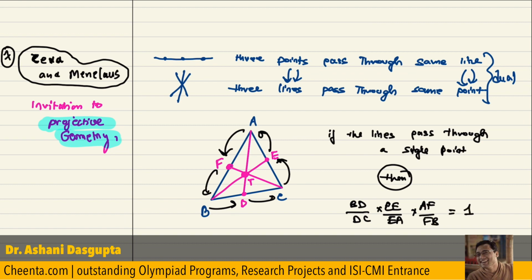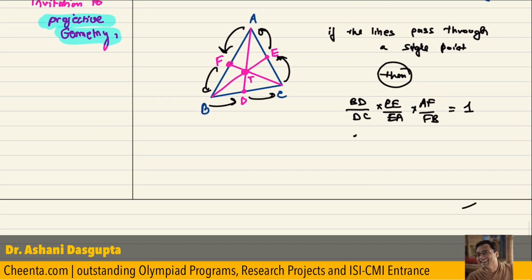Notice how I did this. I started from BD over DC, CE over EA, AF over FB. That product is equal to 1. I'm not going to prove this today, but this is a very, very powerful theorem. In fact, the converse of it is also true.